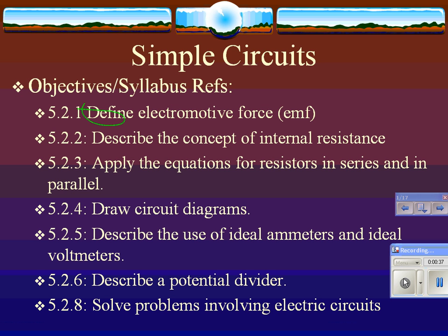Again, I will remind you guys, if you look in the syllabus and IB tells you to define something, you should probably know what that is, and probably be able to explain it somewhat. That word right there tells you they expect me to know that, and there'll be a question about it at some point in my life.